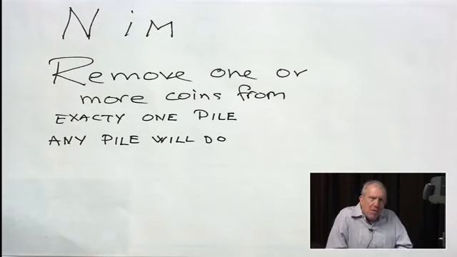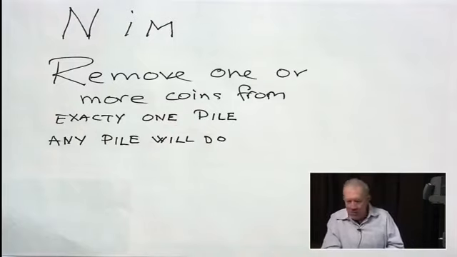So your object in playing NIM is to be the last person to remove a coin from the table, or in other words, to not be the first person with an empty table. So let's take a look at some simple cases.